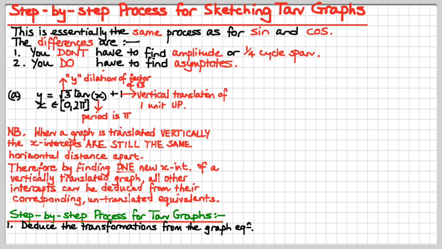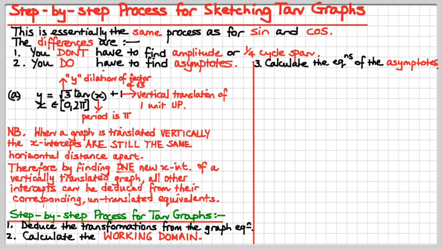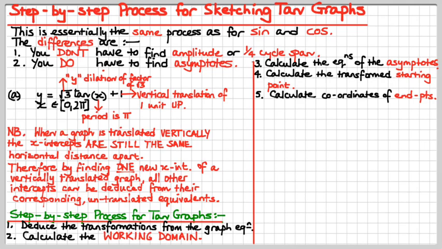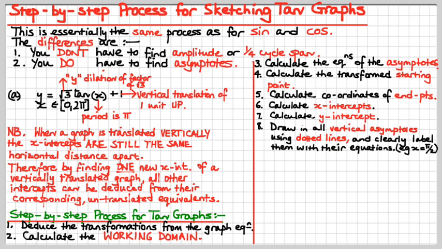Here's a step-by-step process for you. We deduce the transformations from the graph equation. We calculate the working domain. That's completely the same as sine and cos. We calculate the equations of the asymptotes. That's different. We calculate the transformed starting point. That's the same. We calculate the coordinates of the endpoints, same. Calculate the x-intercept, same. Calculate the y-intercept, same.